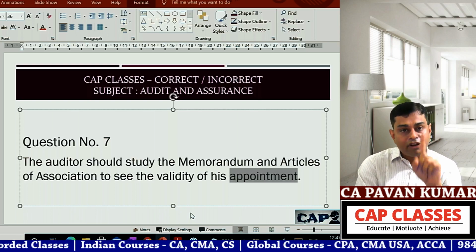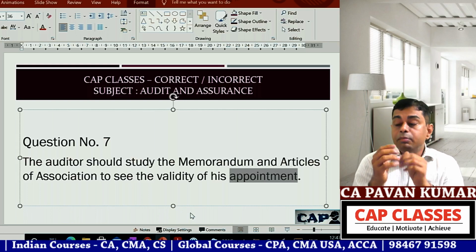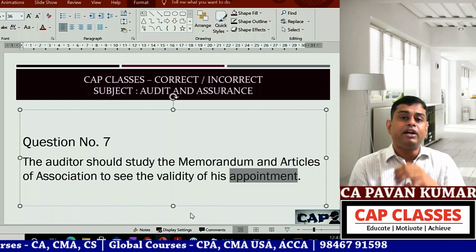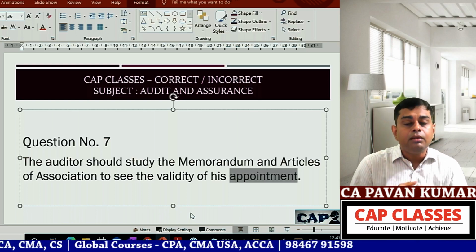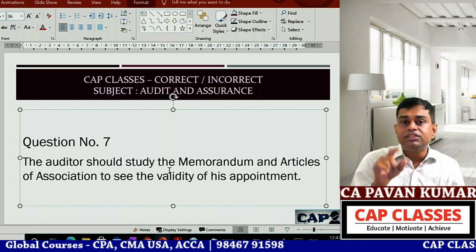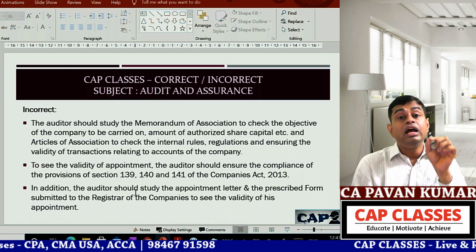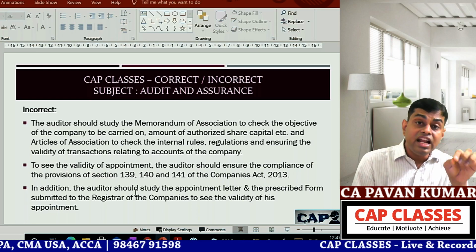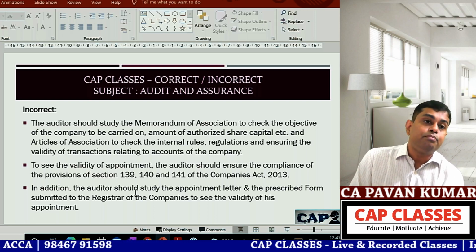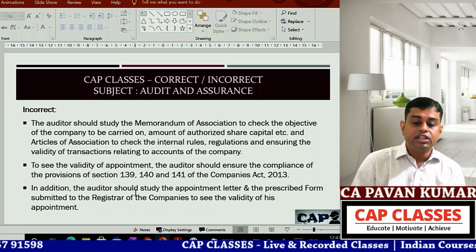You understand? For what I'll verify MOA? Objectives and capital. For what I'll verify AOA? Articles of Association will be verified to understand what are the restrictions placed on the company and its management. Bylaws, internal management, how the internal management has to happen. To verify whether my appointment is valid, whether it is done in compliance with 139, 140, 141, what do I need to verify? I need to verify appointment letter and the AGM minutes. The manner in which the previous auditor is removed, whether it is following the procedure as per the company law or not. That is what is given here. That's all. So the given statement is incorrect.